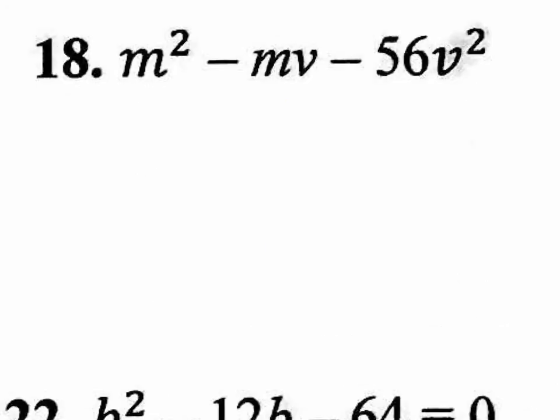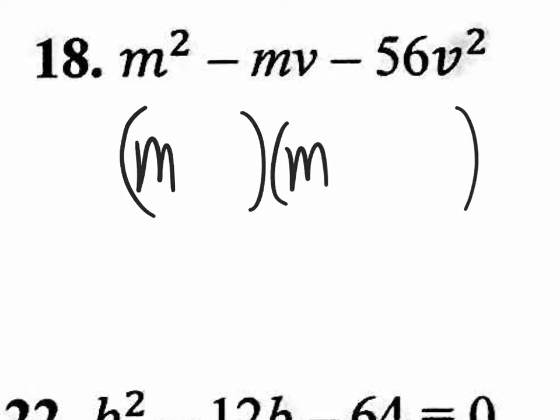But still, let's set up this shortcut and put an m right here and an m right there because m times m is m squared. So let's kind of ignore the v squared for a while. Now let's just think negative 56. What times what is negative 56 that if I combine together gives me a negative 1?